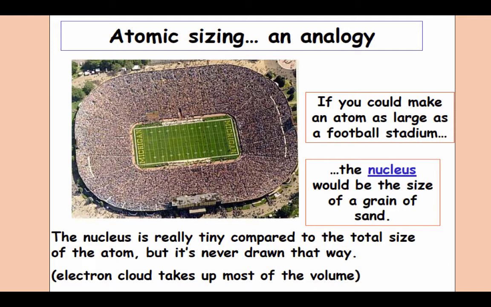Outside of that nucleus, or that grain of sand, you have the rest of the atom, which is visualized by the rest of the football stadium, mostly made up of empty space. And then there are electrons floating around in what's called the electron cloud. But those electrons don't take up very much space. They're also very tiny. So this analogy is really helpful in understanding the relationship between the size of an atom to its nucleus and how small that nucleus actually is.